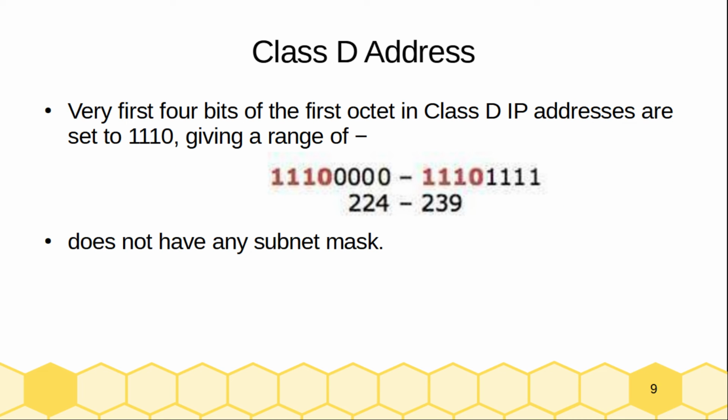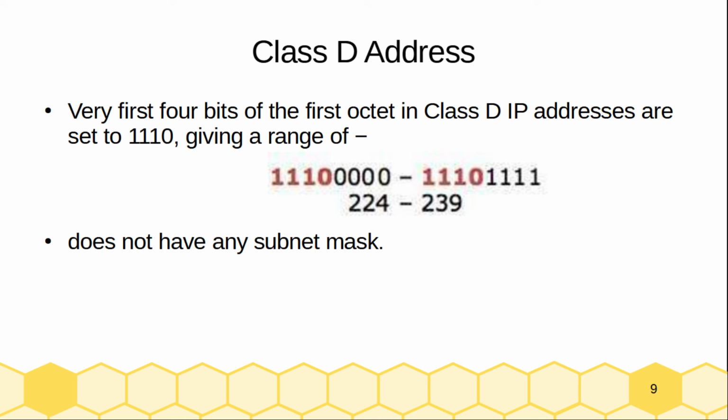And there is a class D address. The very first 4 bits of the first octet in a class D IP address are set to 1110. If we encounter a first octet starting with 1110, then we can say this is a class D IP address. The class D IP range is from 224.0.0.0 to 239.255.255.255, and class D is reserved for multicasting.